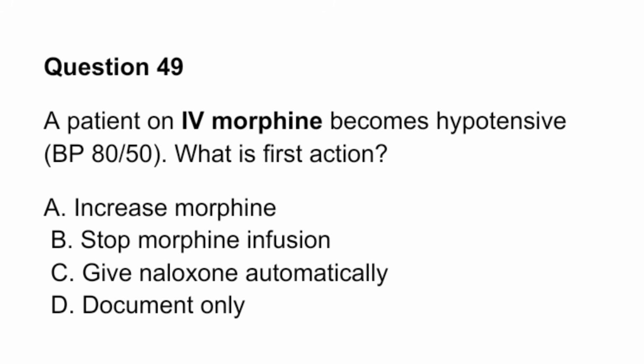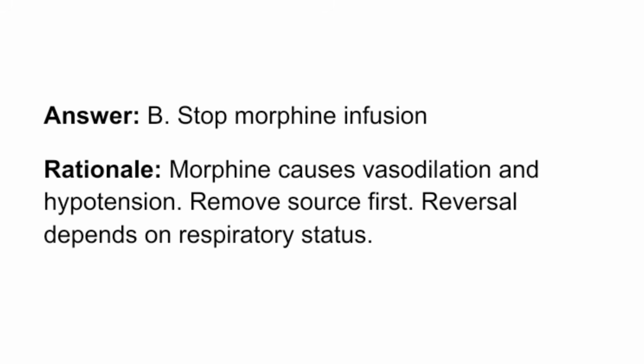Question 49. A patient on IV morphine becomes hypotensive. BP 80/50. What is first action? A. Increase morphine. B. Stop morphine infusion. C. Give naloxone automatically. D. Document only. Answer: B. Stop morphine infusion. Rationale: morphine causes vasodilation and hypotension. Remove source first. Reversal depends on respiratory status.